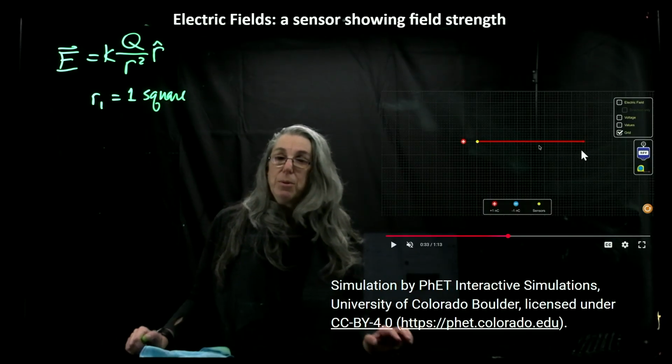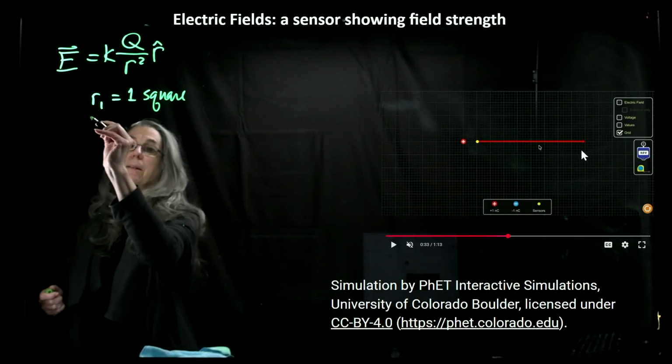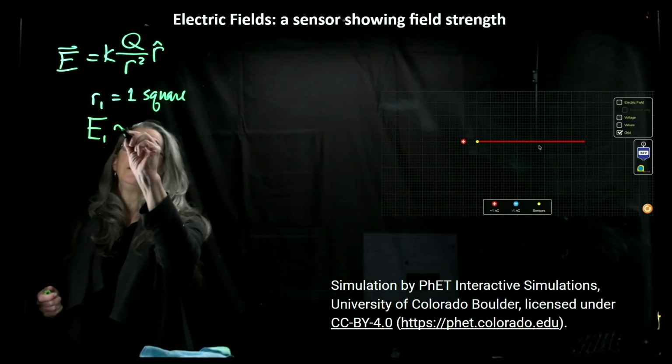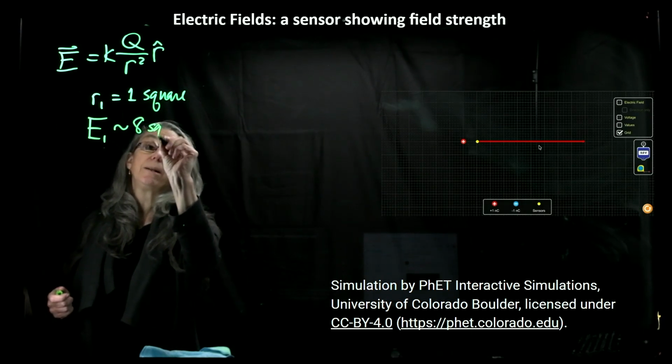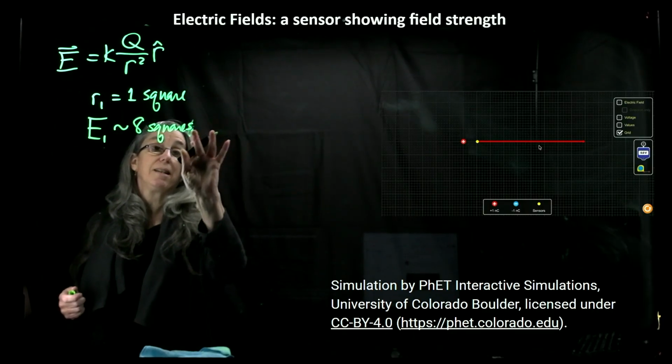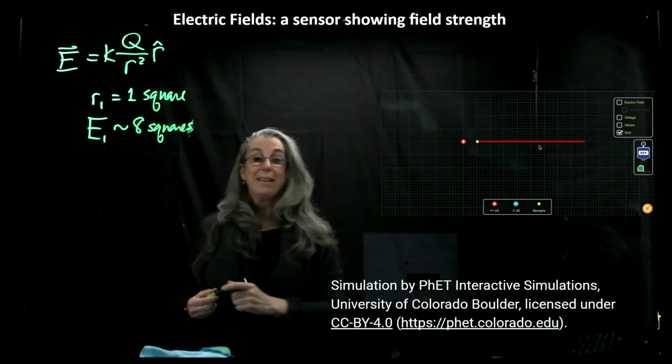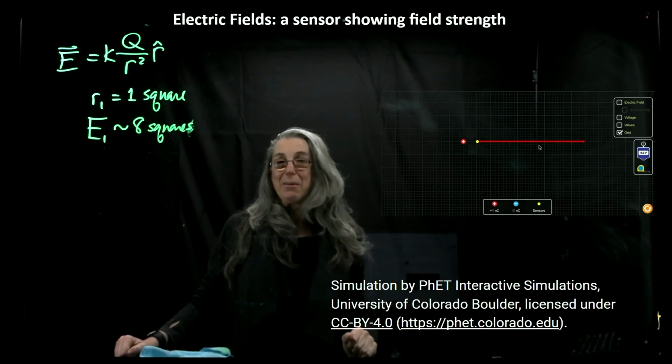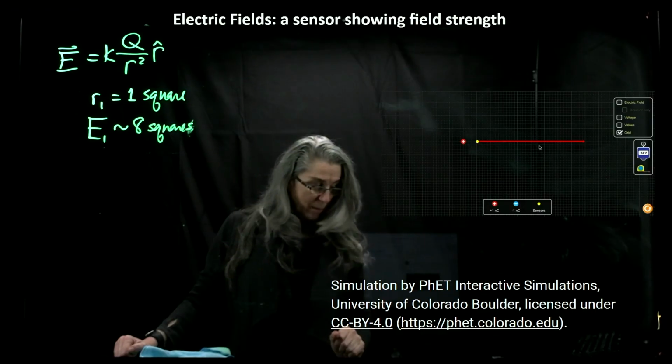Then this red arrow, if you could see the grid well enough, you can count, and it's about 8 squares. And I realize there's a unit problem here. Distance and force can't be squares, but for the sake of just checking if it makes sense, we'll say that works out okay. So the electric field strength is about 8 squares when the distance between the two charges is about 1 square. Now I'm going to move it so that the distance between them is about 2 squares.